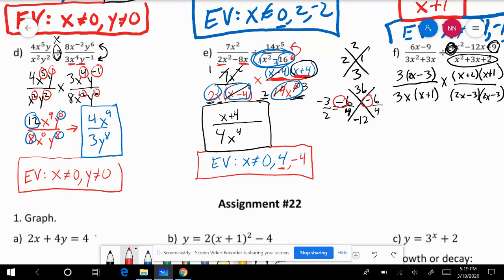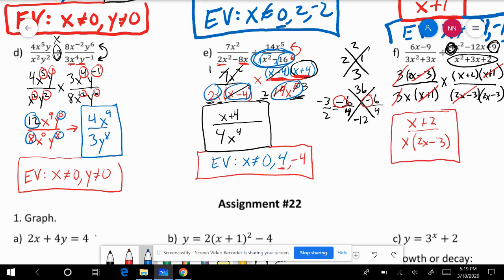Now my favorite part, I'm canceling. I see a 2x minus 3, like I said before. Good thing I remembered that too, otherwise it would have been a pain. I notice that I have a 3 in common, so that also cancels. I have an x plus 1, so that cancels. What I'm left with is an x plus 2 on the top. On the bottom, I have an x. And I also have a 2x minus 3. And that right there is me simplifying it.